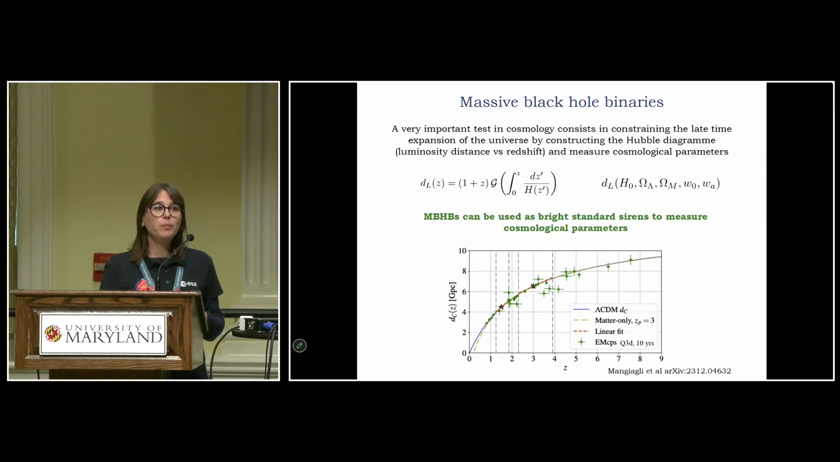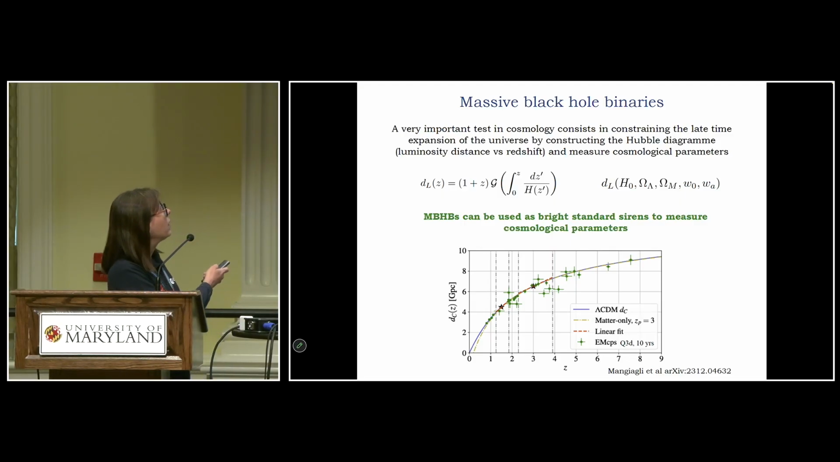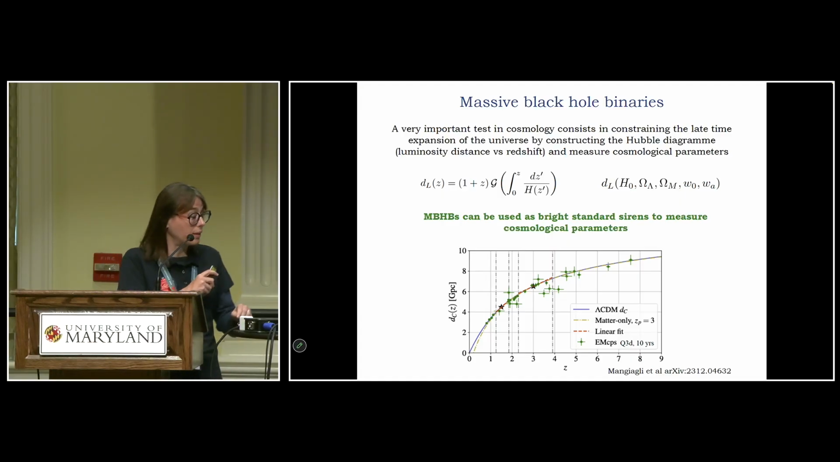And as you all know, there is a very important test in cosmology, which consists in fitting the Hubble diagram, so the luminosity distance versus redshift relation. Because this particular relation depends on the Hubble factor and therefore depends on all the cosmological parameters. So when we reconstruct the Hubble diagram, we are able to test the content of the late-time universe. And actually, massive black hole binaries with LISA can be used as bright standard sirens to measure cosmological parameters. And here we have an example with the simulated events on the luminosity distance versus redshift diagram.